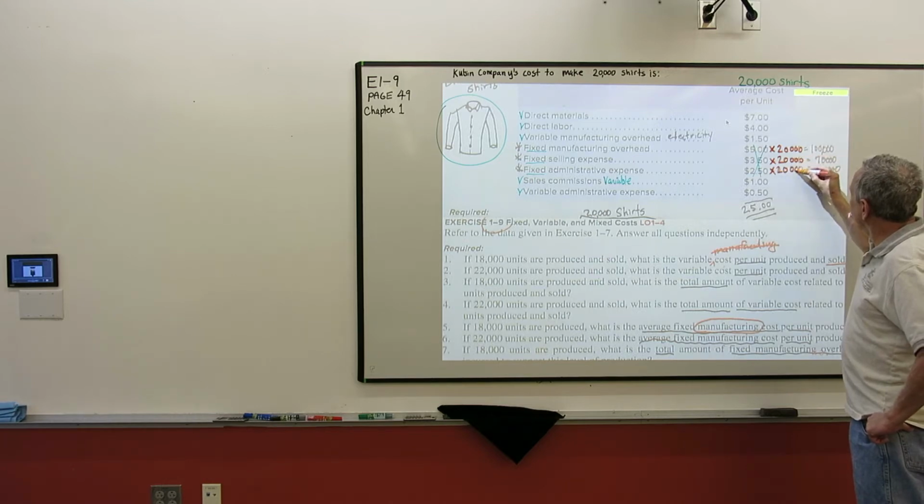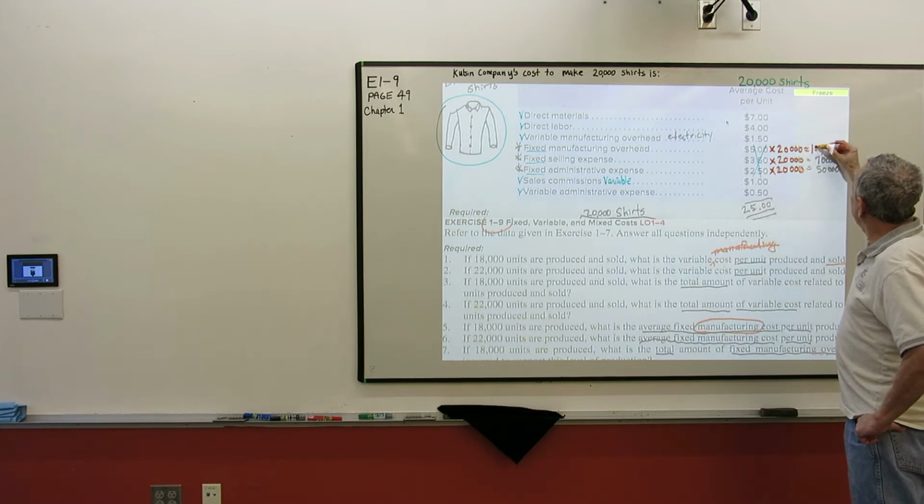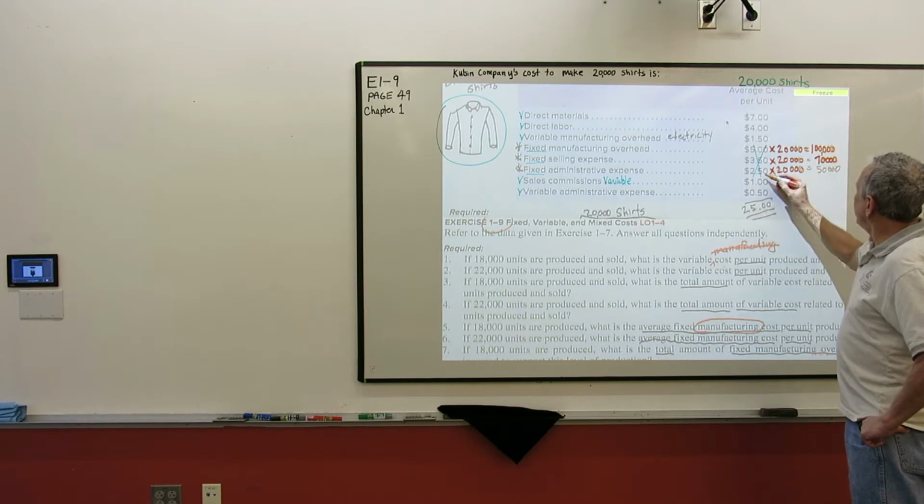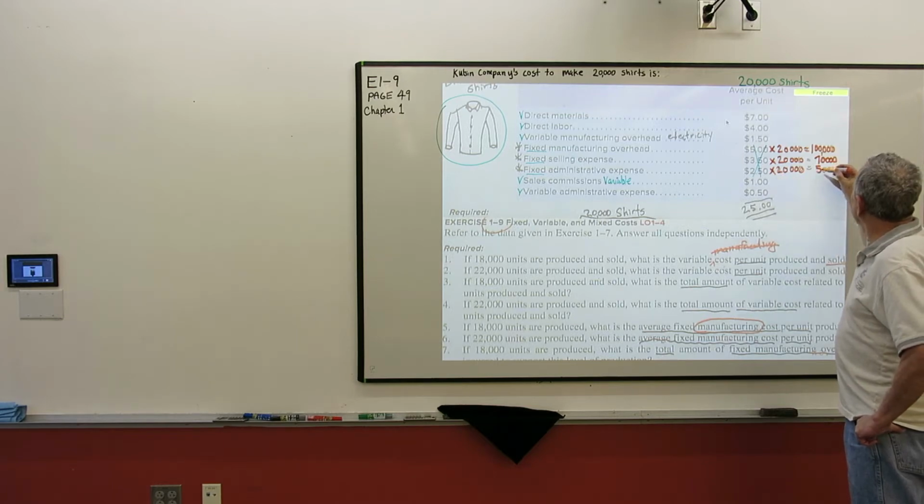And we'll get these all in their total form. 20 times 5 is going to be 100,000. 2 times 350 is going to be 70,000. And 2 times 250 is going to be 50,000.